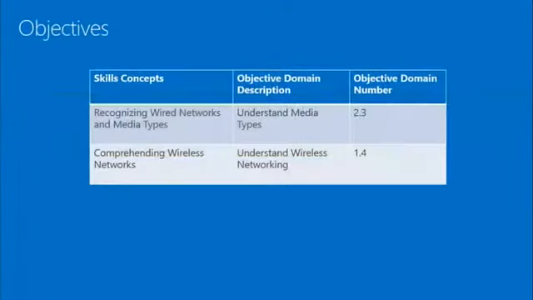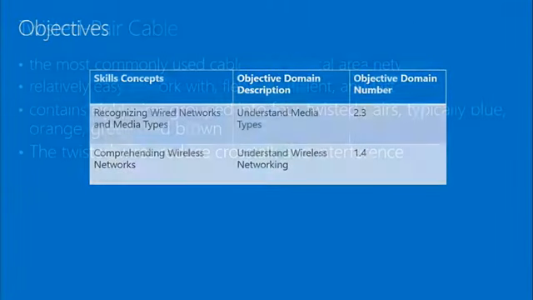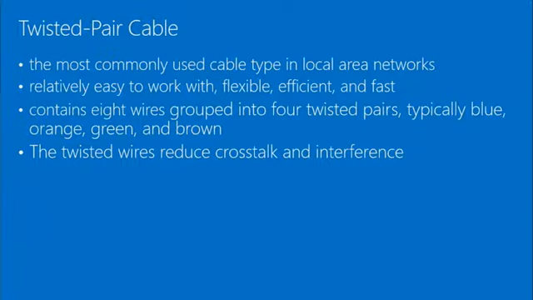We're here to talk about understanding wired and wireless networks. We have discussed previously the OSI model. Now we're going to talk about layer 1, the physical layer, and we're going to talk about wired and wireless networking. So if we look at the skills and concepts for this, we're going to talk about recognizing wired networks and media types and comprehending wireless networks. So let's just dive right into it.